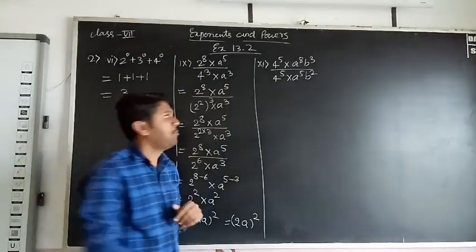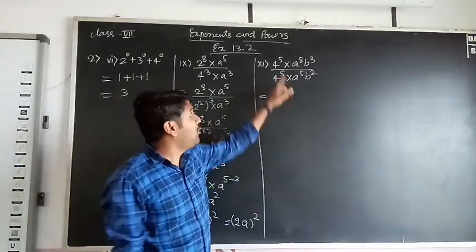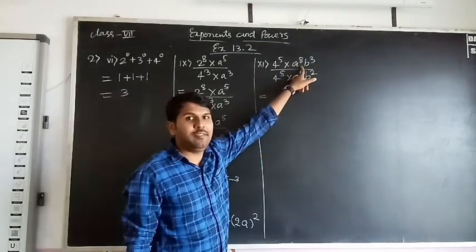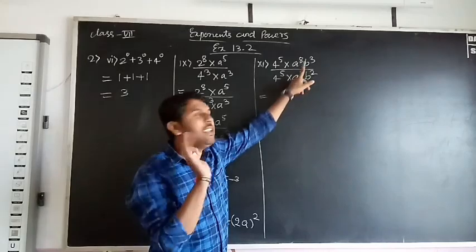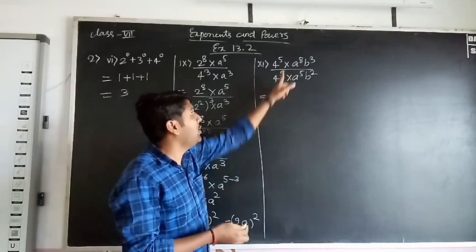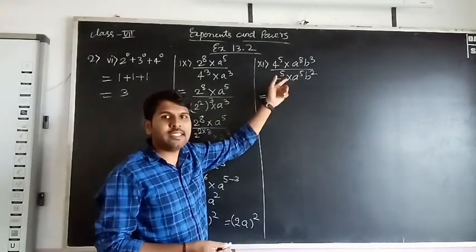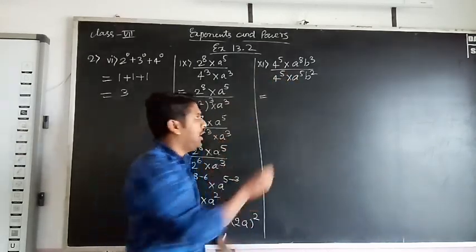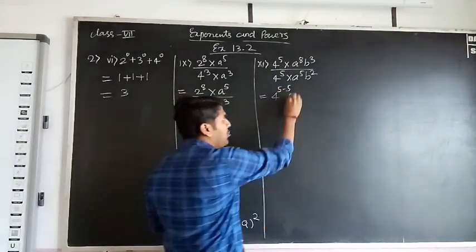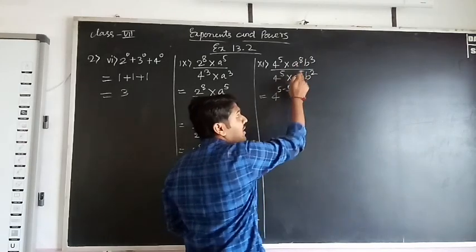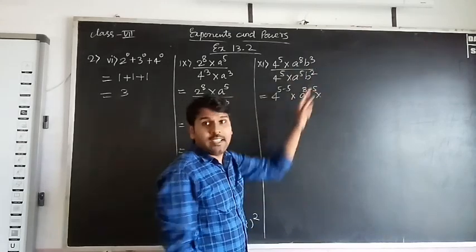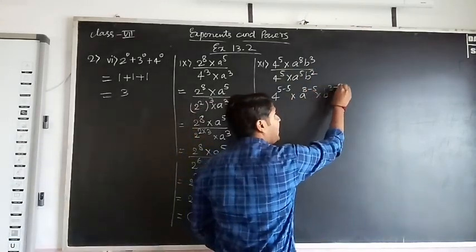So next, how to solve this one? Here 4 is a base, A is a base, B is also a base. Here multiplication is there. Here also 4, A, B. So directly you can solve it. 4 raised to 5, 4 raised to 5. You can directly cancel it out, otherwise use the laws of exponents. 4 raised to 5 minus 5. Next into A base, 8 and 5 is there. 8 minus 5. Into next B is there. 3 raised to 3 minus 2.